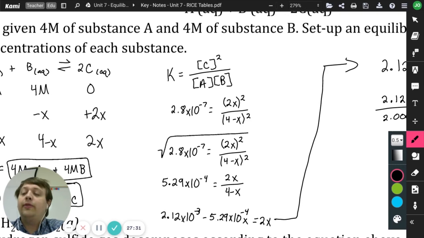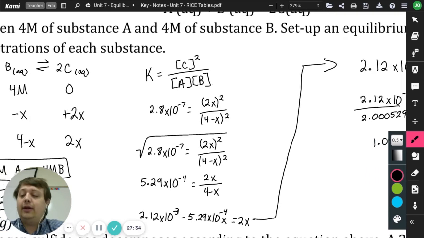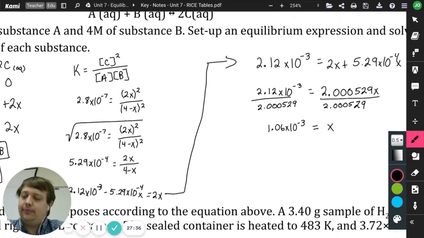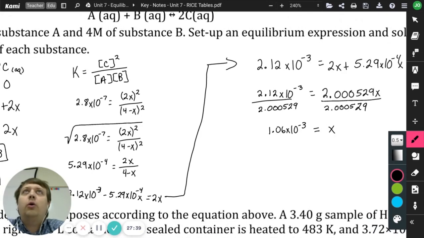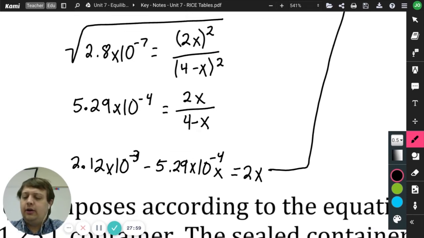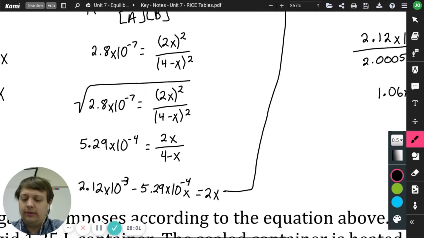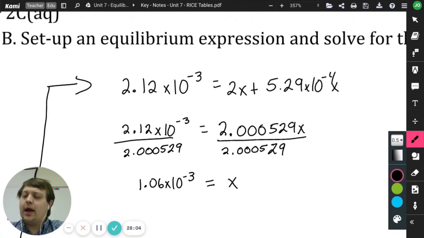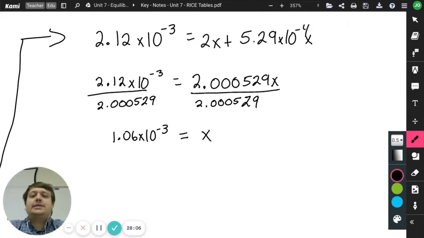Now, y'all, one thing that I do want you to note is that I actually solved this without assuming that x was negligible, even though it technically is. And I did this because I wanted y'all to see how much more work it is if you do not make that assumption, okay? Looking through this, you can see that my values start to get a lot harder to work with, and I end up with the exact same answer.